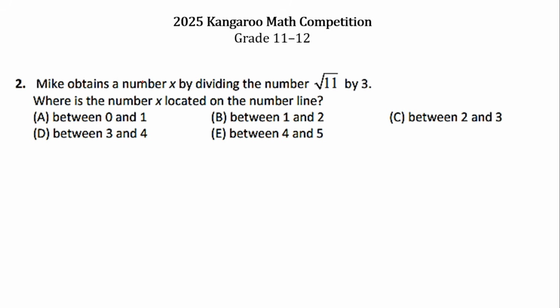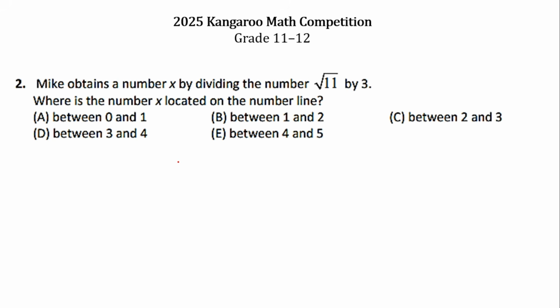Question number 2. Mike obtains a number x by dividing the number square root of 11 by 3. Where is the number x located on the number line? You can just simply compute the square root of 11 and then divide it by 3 to get the answer. But I'll show you another solution.